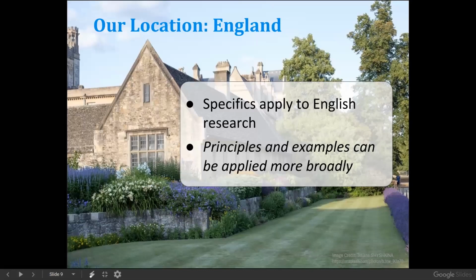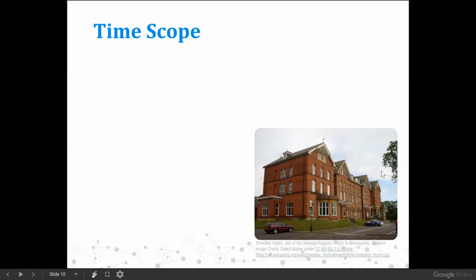As you notice from the title, our location is England. The reason I wanted to reiterate that is that our specifics are going to apply to English research, obviously, but the principles and examples can be applied more broadly. So if you research in other countries, and I suspect that most of us do, even with our interest in England and our ancestors in England, most likely we've got ancestors in other areas as well. So as we go through this webinar, I'd invite you to think how these principles and examples could be applied in other locations.